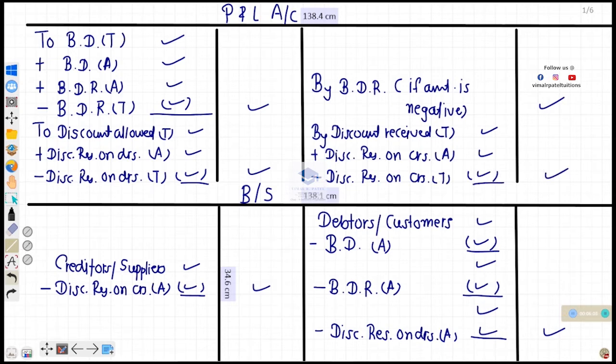So you can see the item of adjustment will be having two effects, one in P&L account, the other in balance sheet. So these are the adjustments of bad debt reserve, discount reserve on debtors and discount reserve on creditors.